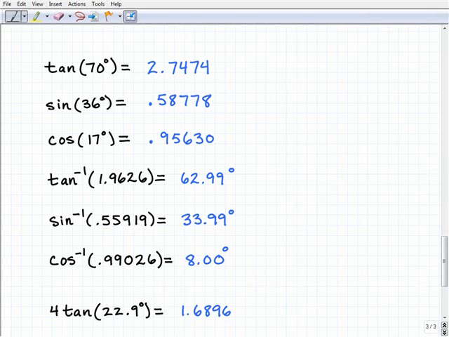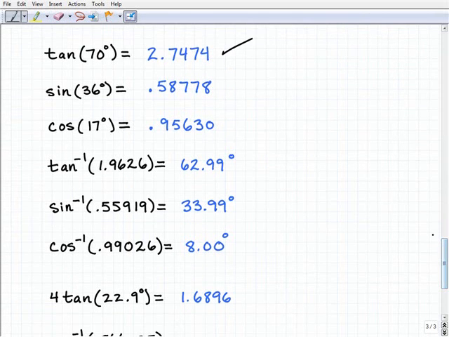Okay, so here, tangent of 70 degrees. Here's your answer there. I'll spare you the pain of me rattling out all these decimals and stuff. So sine of 36 is this, cosine 17 is this.